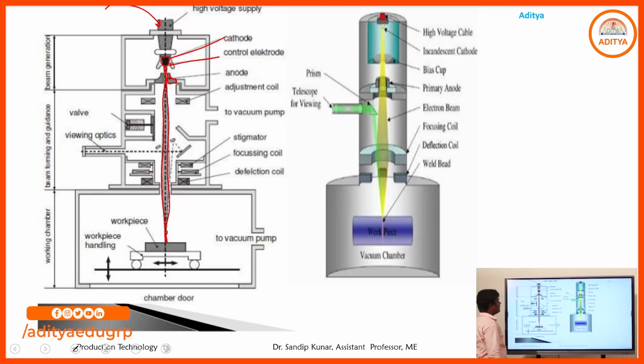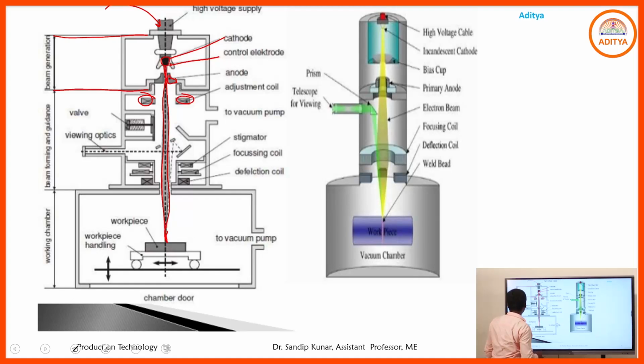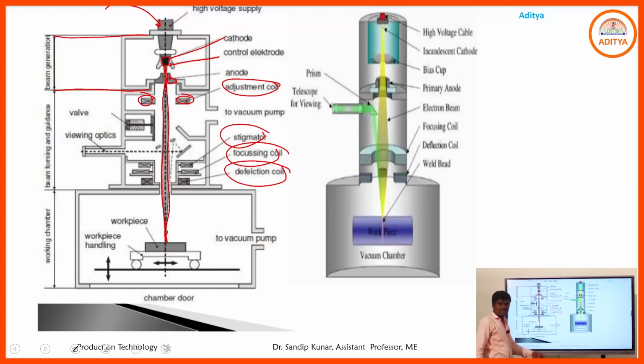And here we are seeing the adjustment coil. Up to that part, that is the beam generation unit. Then comes the beam focusing unit, and in that beam focusing unit a number of components are there: the adjustment coil, stigmator, focusing coil and deflection coil. These components help to control the flow of the electron beams that are generated from the heating filament.